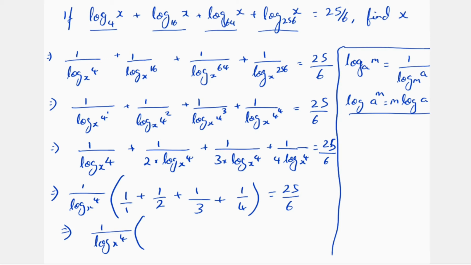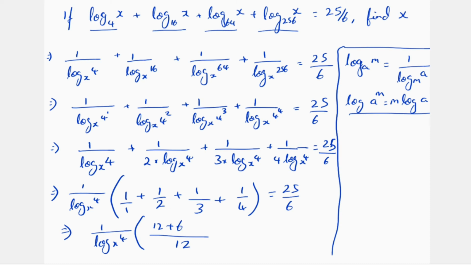This 1 we can take as 1 by 1. So we can see here denominators are 1, 2, 3 and 4. Least common multiple for me to take a common denominator would be 12. So for denominator 1 to become 12, I need to multiply it by 12. So numerator and denominator multiplied by 12. Numerator is 1, 1 into 12 is 12. Same way, for denominator 2 to become 12, I have to multiply numerator and denominator by 6.